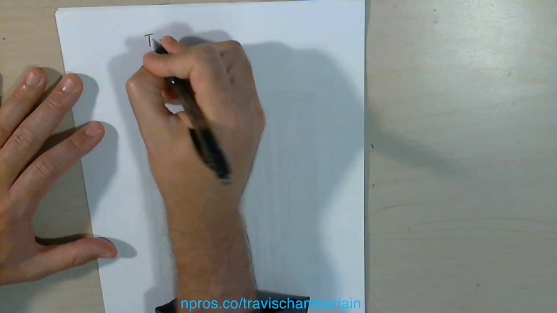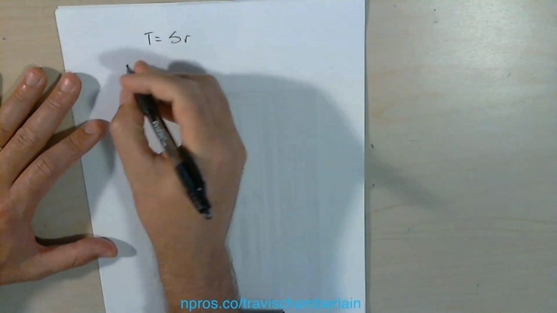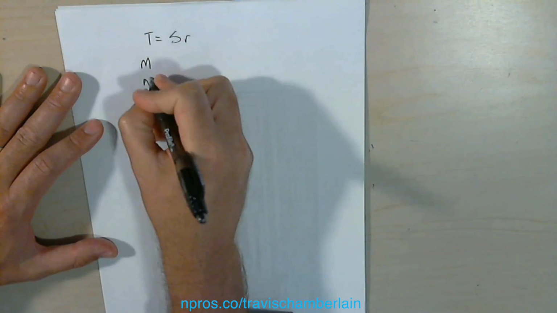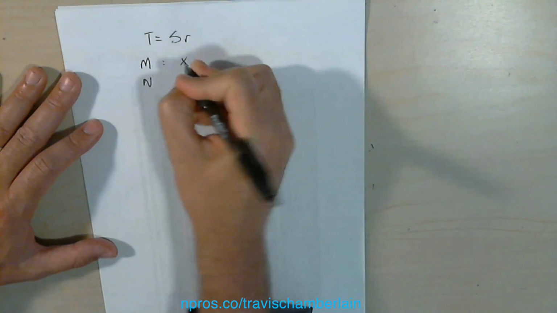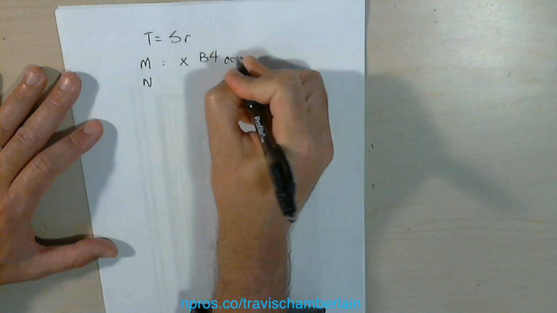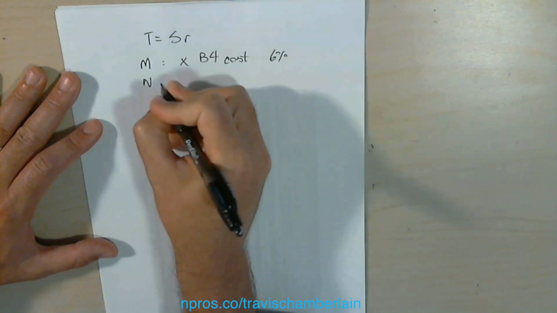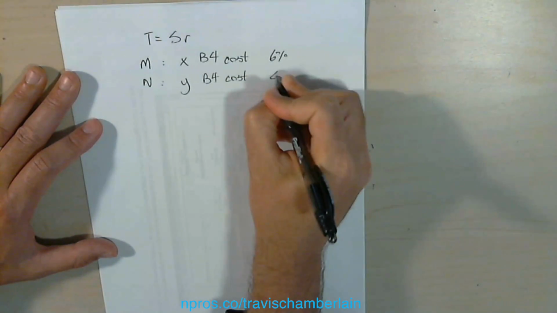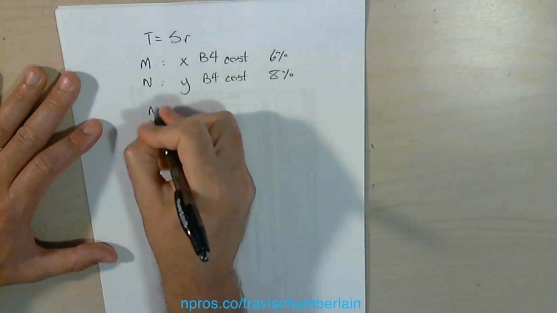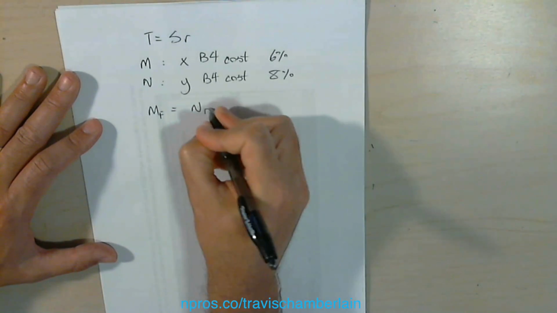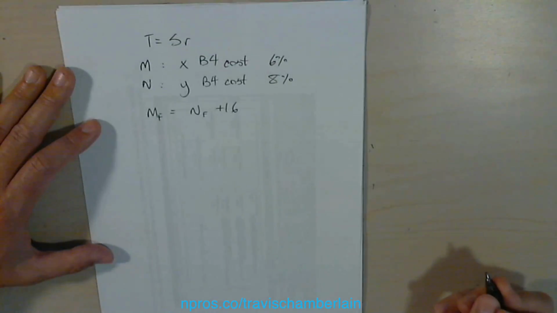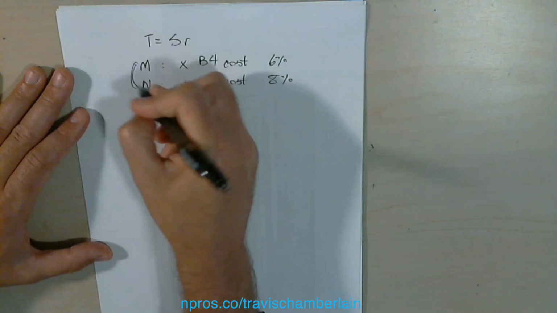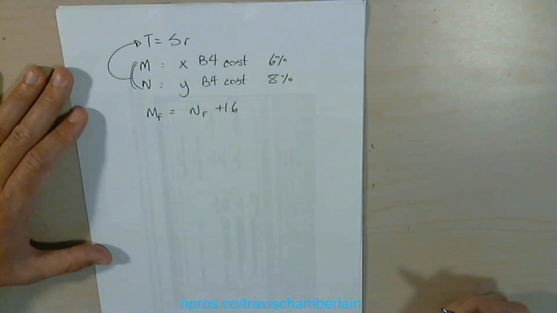So again, given that T equals SR, and just so we have the setup, we've got M and N, where M has X as the before cost, and it's at 6%, and N has Y as the before cost, and that's at 8%. And we also know that MF equals NF plus 16. We're all set to solve the problem. What we have to do is take this information and plug it into this formula.